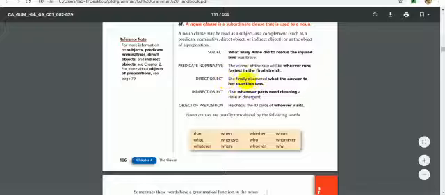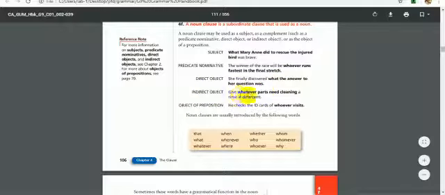Direct object. She finally discovered what the answer to her question was. Actually, we have here one object that comes later, or follows this discovered, which is an action verb. That's why it is a direct object clause.